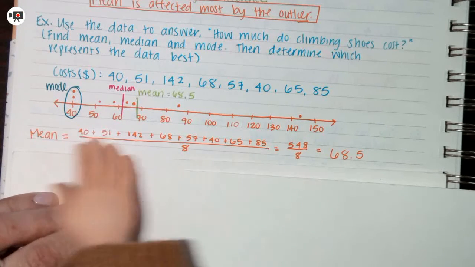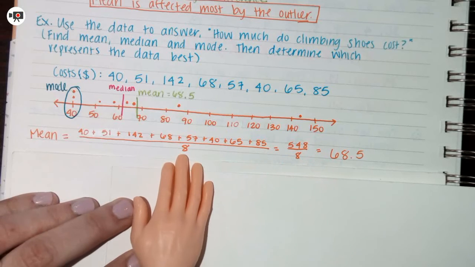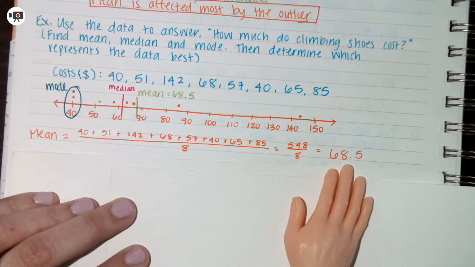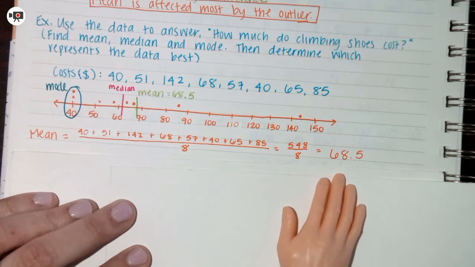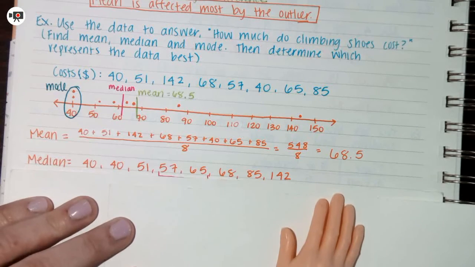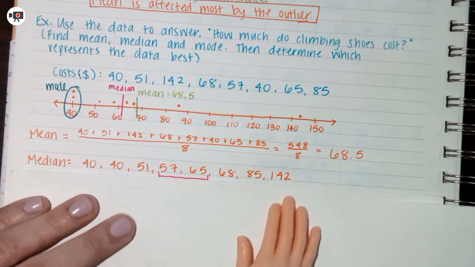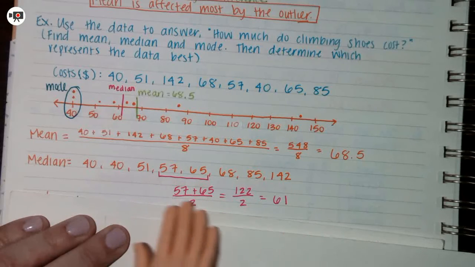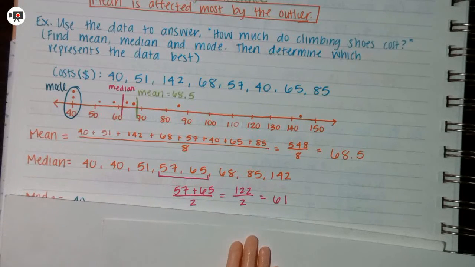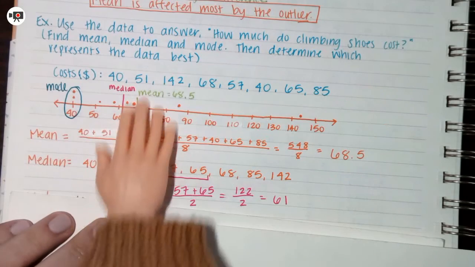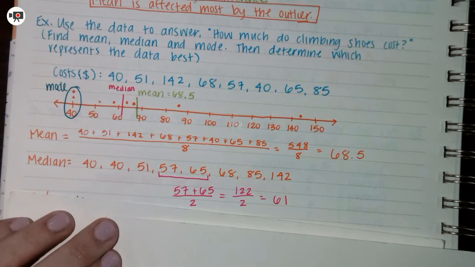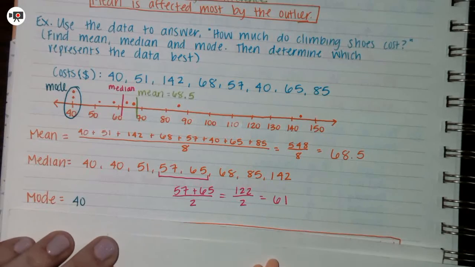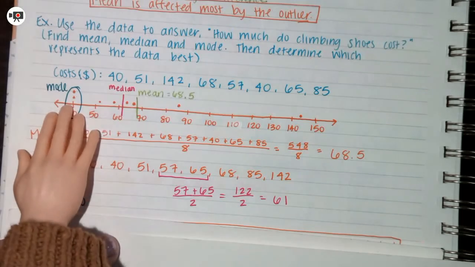So to find the mean, add them all up, divide by how many? There are 8, so that is 68.5. The median, put them in order, find the middle 2, and I have 2 in the middle here. So 57 plus 65 divided by 2 is 61. So I marked the mean and median on my dot plot so I can see where they fit in the rest of them. And then the mode, which one has the most dots?